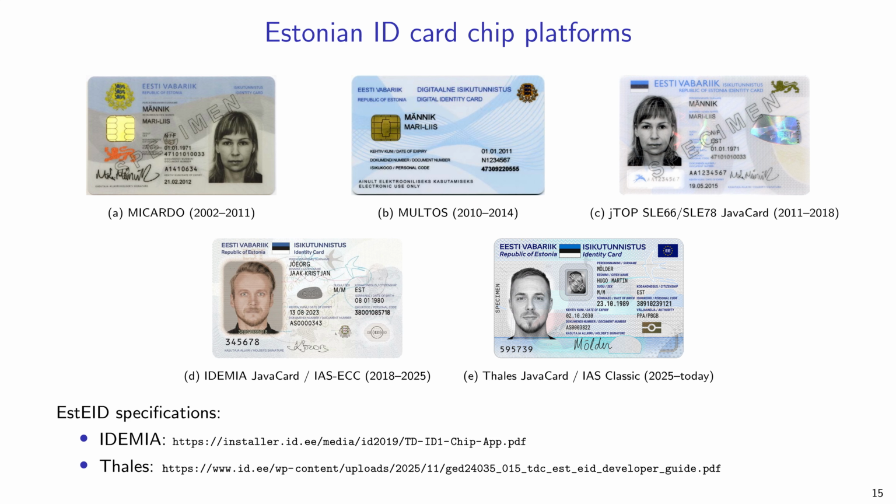Here are links to two EstEID specifications. This specification covers the communication protocol implemented by the previous generation IDEMIA platform, while this one covers the latest generation Thales platform. The specifications are in English and contain examples of how to communicate with the card. To implement the homework, you may need to consult one specification or another depending on which generation ID card you have. So the communication interface is publicly documented, while the software running inside the card is closed source and proprietary.